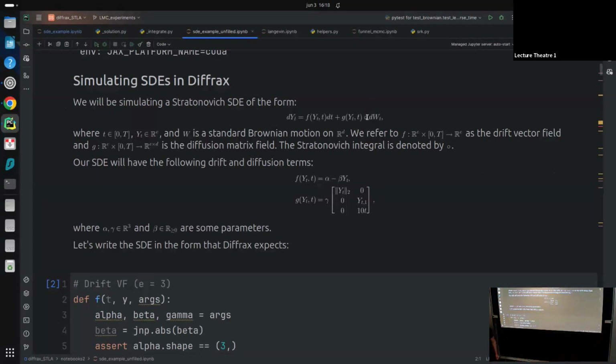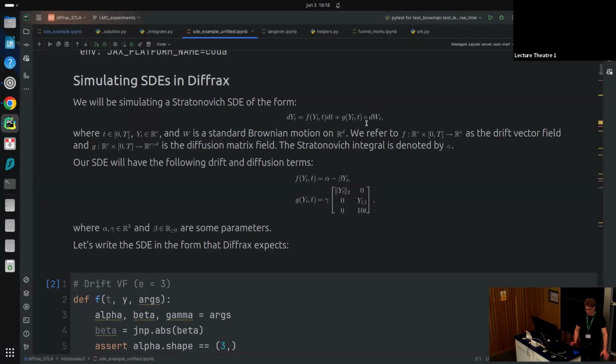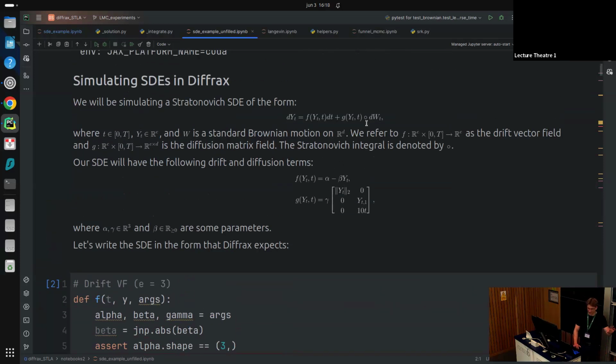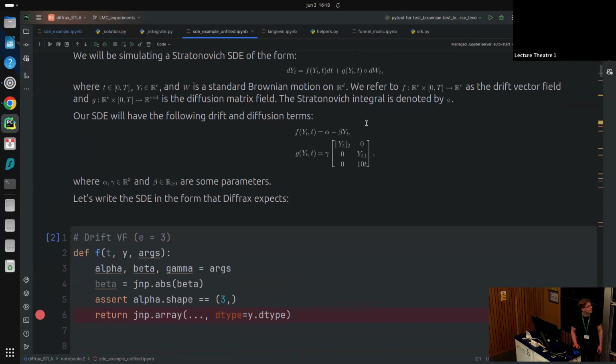The reason for that is that the solver we'll be using converges to the Stratonovich solution. There's more explained about this difference and which solvers converge to which later in the notebook, but I won't be covering this.